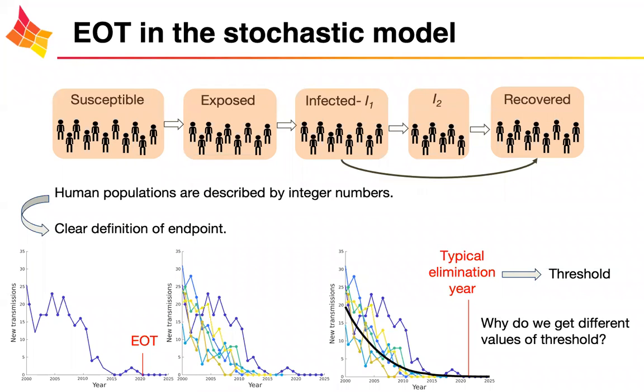We did it for HAT for different parameter sets, the posterior parameter sets, and also for different regions, and we came up with different values of threshold.